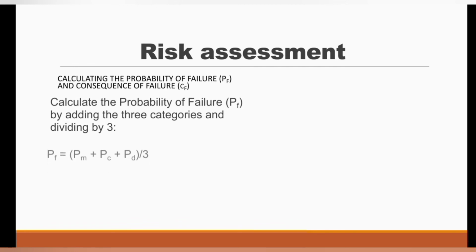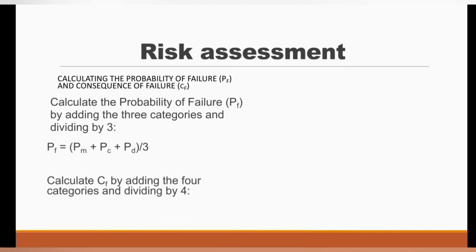So you will get a formula like this. The probability of failure equals the PM, the probability of maturity of the project team, the complexity of the product, and then the dependency of the product. And then you find the average by dividing it by 3. You do the same for the consequence of failure as well. So if it is 4, you divide it by 4. If the contributing factors are 5 or more, you divide it by the number of the contributing factors.